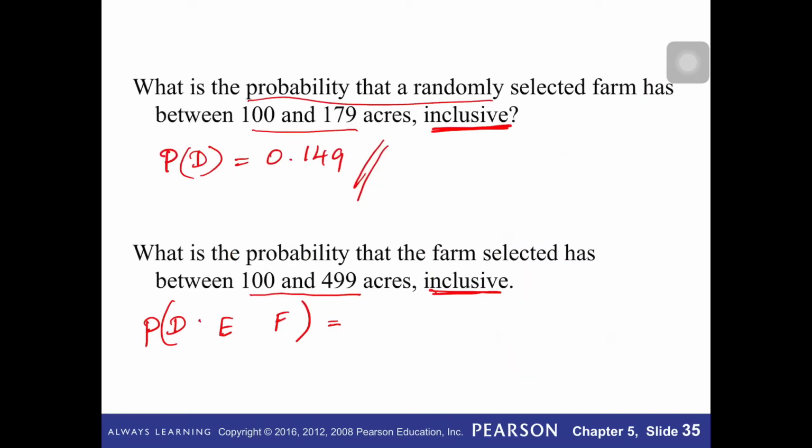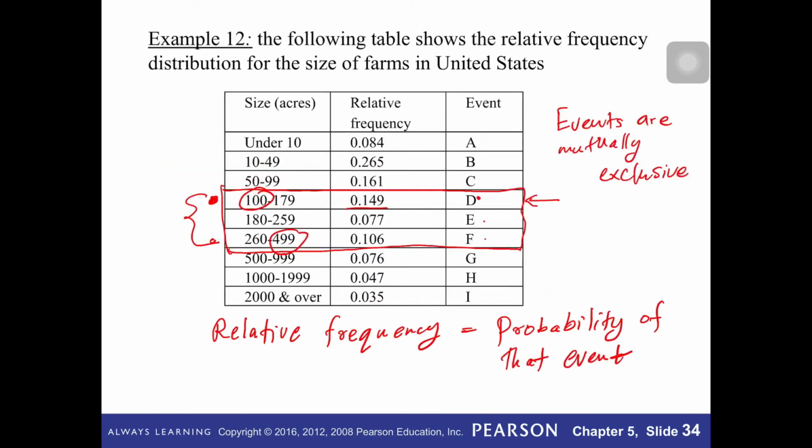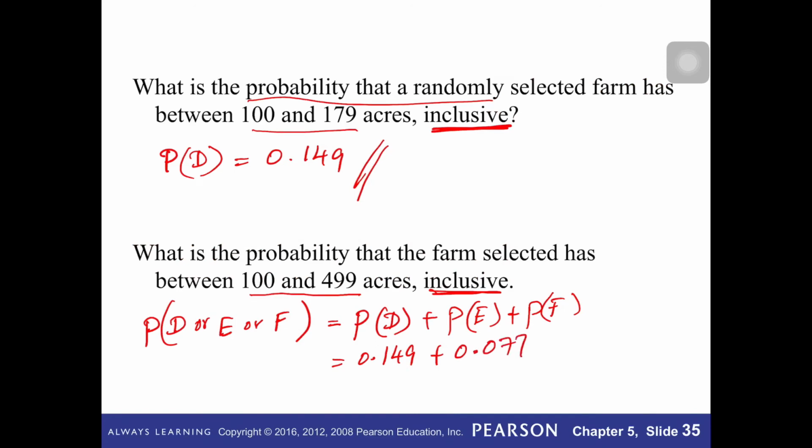So you can use the additive rule: probability of D plus probability of E plus probability of F. You know these values: probability of D is 0.149, go to the table and find the other two values, 0.077 plus probability of F is 0.106. Now you can calculate these values. So this is the probability of D or E or F, which means the probability that the farm selected has between 100 and 499 acres inclusive.